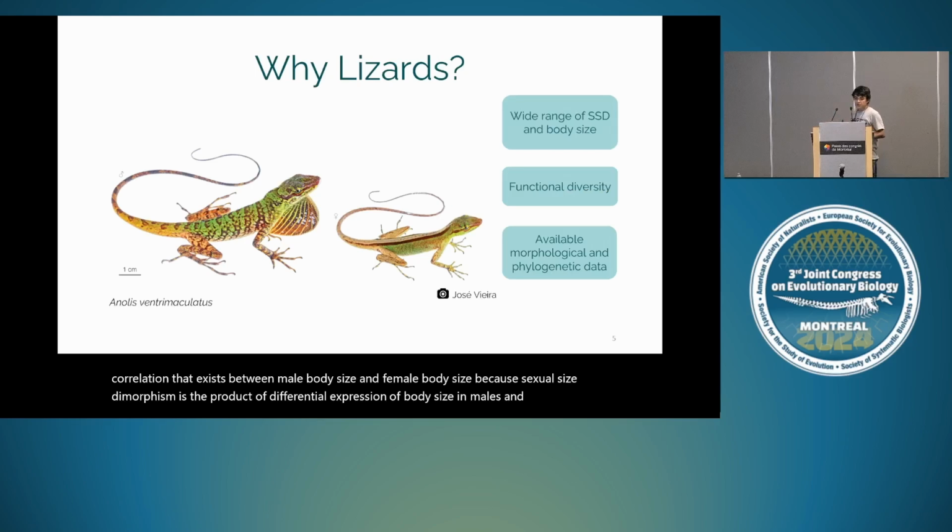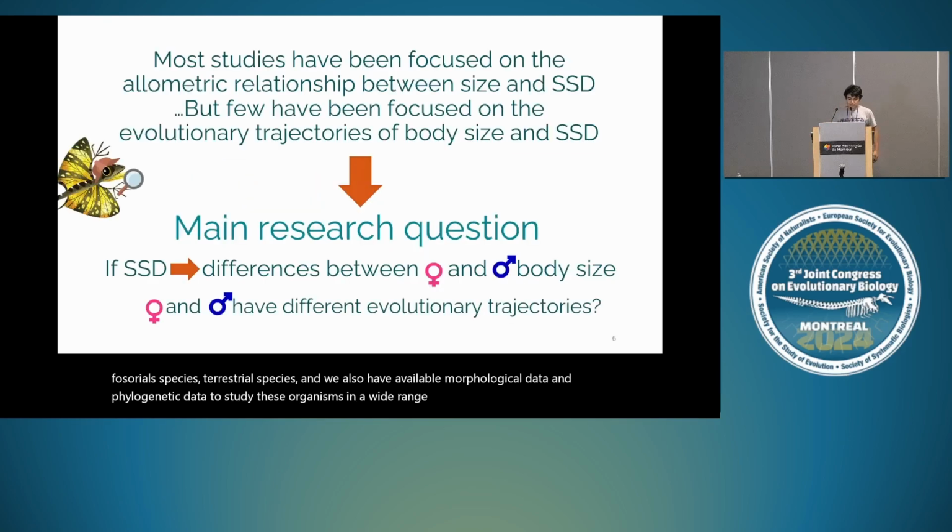To study this phenomenon, I chose to study lizards. They're an amazing group. They have a wide range of SSD as well as a wide range of body sizes. They have a wide and amazing range of functional diversity. We have arboreal species, fossorial species, terrestrial species, and we also have available morphological data and phylogenetic data to study these organisms in a wide range of scales.